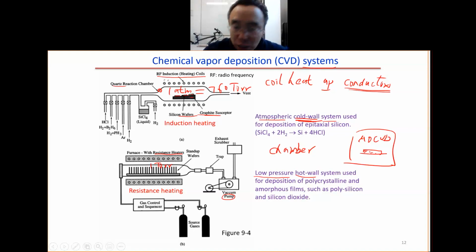This one is the tube furnace. A third type is the chamber, like this, a box, a chamber. This is the case for the metal organic CVD process. But this one will be covered in the last chapter, not here.